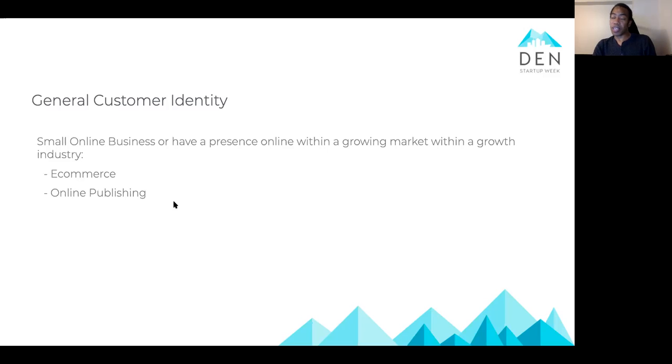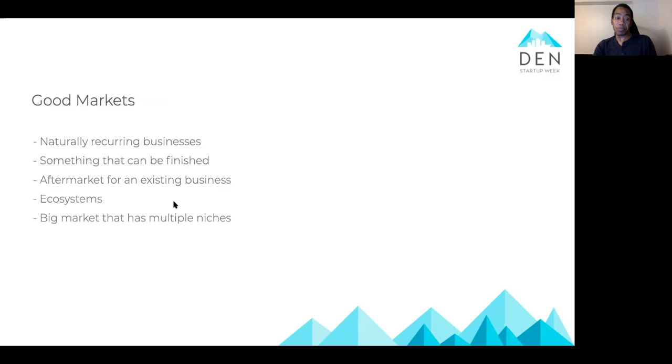An ideal case is e-commerce businesses. They may need a plugin for the e-commerce platform. You could build something and sell that at recurring revenue. Another example is online publishing, automating some data tasks they have to do, like inserting data or scheduled publishing. So here are some good examples of markets that work for Bootstrap SaaS companies.